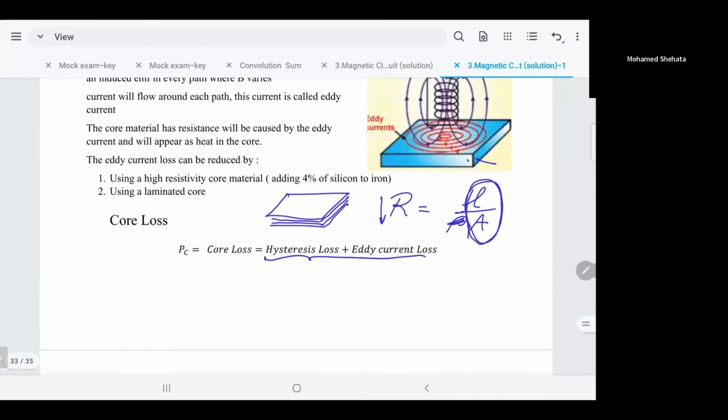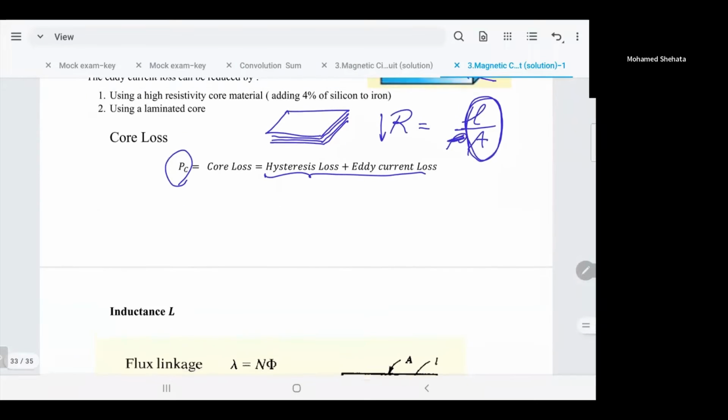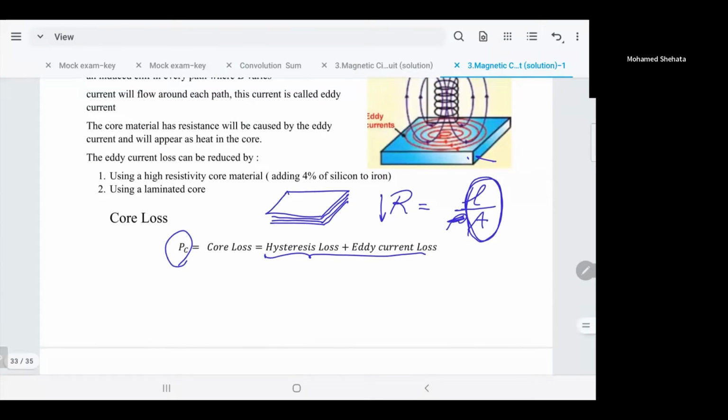When we study the transformer machine, you will observe that we add both losses, hysteresis loss and eddy current loss, and we call it core loss, because all this loss is inside the core, right? And we call it P_c. P for power, c for the core loss that we are going to use. Do you have any questions about these two phenomena?